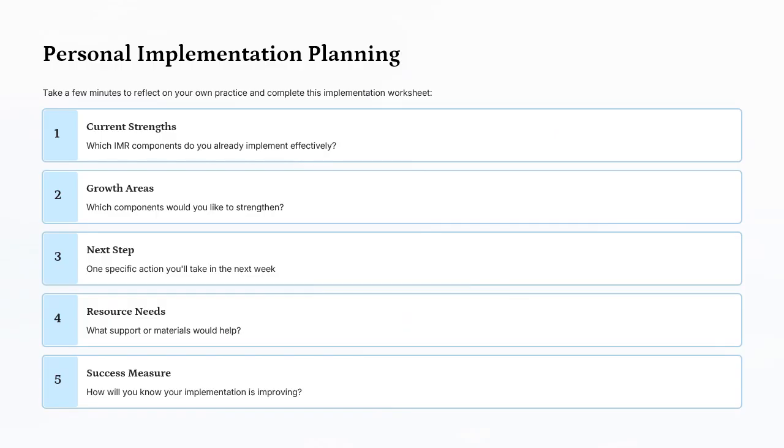Personal implementation planning. Let's take a few minutes to reflect on your own practice and complete this implementation worksheet. 1. Current strengths: which IMR components do you already implement effectively? 2. What are the growth areas? Which components would you like to strengthen? 3. Next step: one specific action you'll take in the next week. 4. Resource needs: what support or materials would help? 5. Success measure: how will you know your implementation is improving?